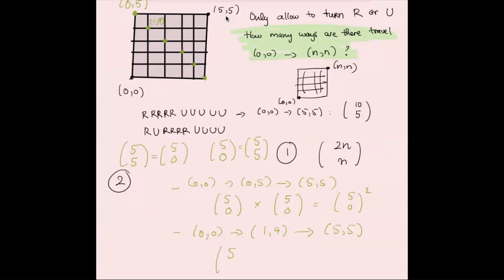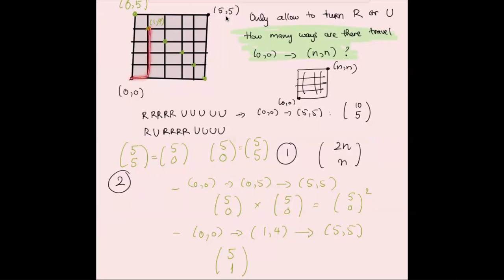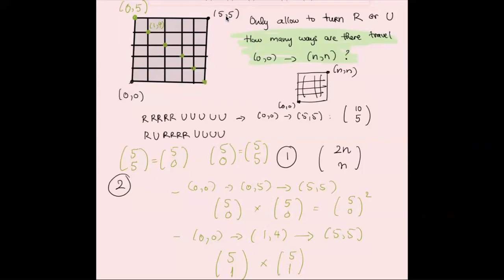Out of those 5 steps, I choose 1 to be turning right. I can turn right here, or I can turn right here, or I can turn right here, something like that. So out of the 5 steps, I chose 1 to turn right. And then from 1, 4 to 5, 5, I also have to perform 5 steps. Out of those 5 steps, I choose one to go up. For example, I go up here, or I can go up here, or I can go up here. Okay.